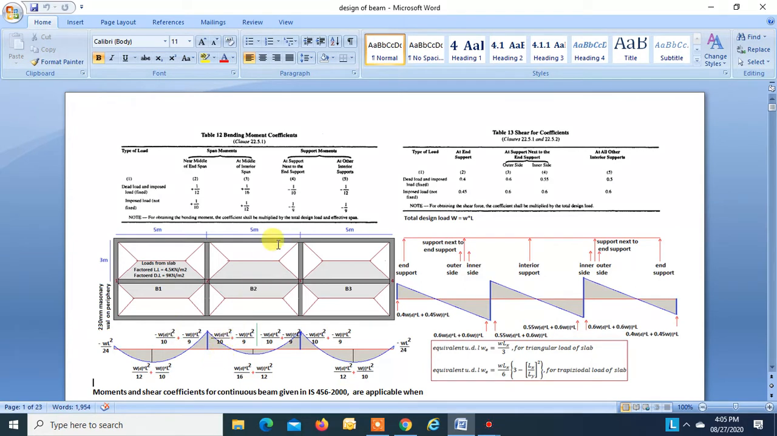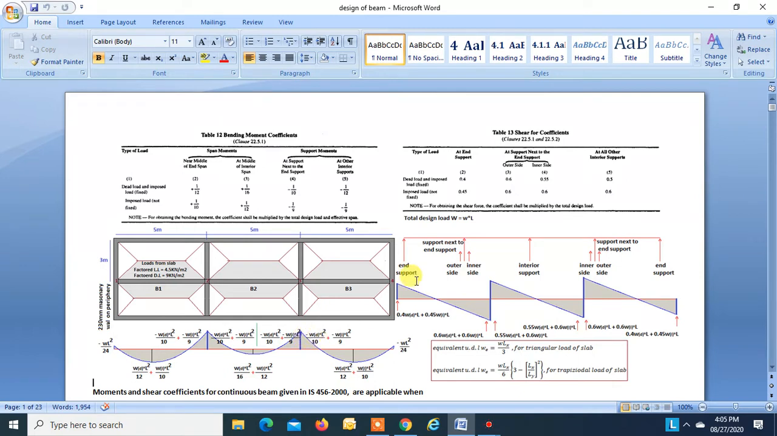We have to still see the support moments. Okay, let's see support moment at support next to the end support. This is end support. This is support next to the end support. So these are going to be hogging moments, right? So they are negative. This will be wL square by 10 due to dead load, and wL square by 9 due to live load, right? So this will be applied over here and applied over here. Again, this is also support next to end support. So same thing will be repeated over here, right? So this is how the bending moment coefficients are applied to the beam.